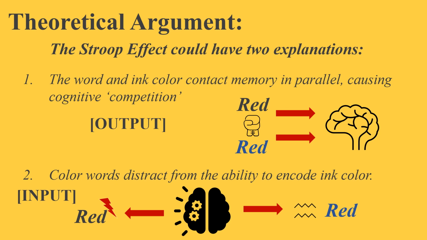So this argument says that during the input stage or process, or the encoding of the color, the word would get in the way and distract you from the color of the ink. So they're trying to find out which of the two is more likely to be the case.